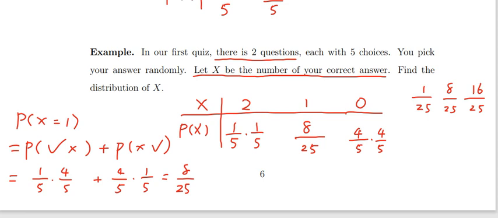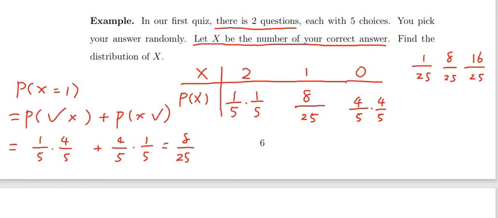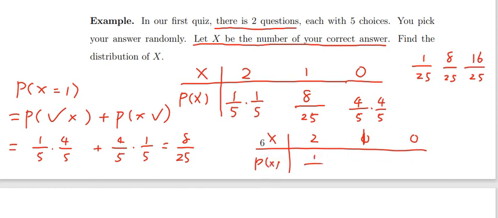Okay. So we can have this distribution. We put it together: x can be 2, can be 1, can be 0, and the probabilities are 1 over 25, 8 over 25, and 16 over 25.